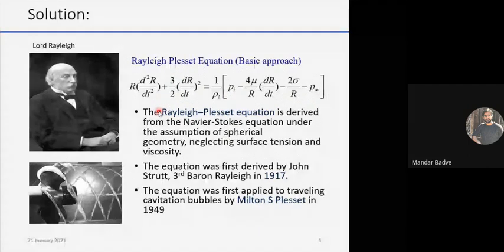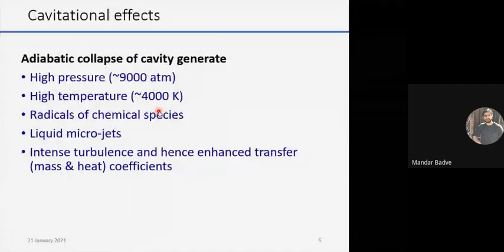So these were the effects which were estimated when the collapse of cavities takes place. It was reported that pressures up to 9,000 atmospheres get reached locally. Obviously not in the entire liquid, but locally. And when I say locally, the size of these cavities is in micrometers, right? So you can imagine, if you have a bulk liquid, when a single cavity collapses, of the order of 100 micrometers, you get a very high pressure up to 9,000 atmospheres, or maybe temperatures up to 4,000 kelvins, right?